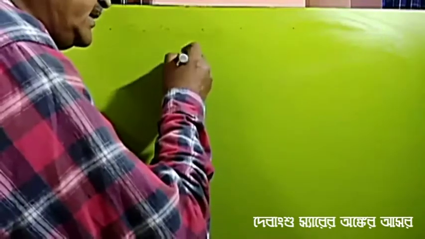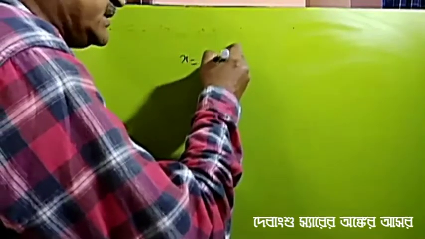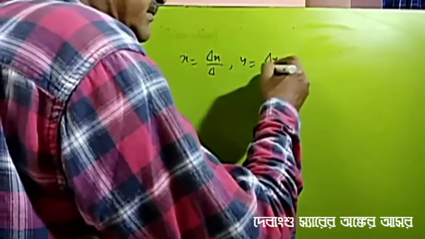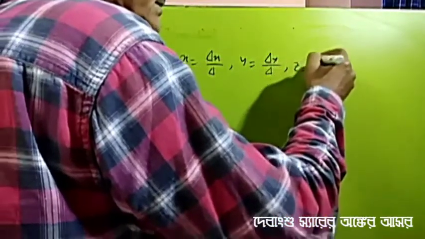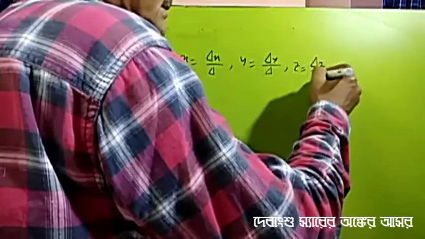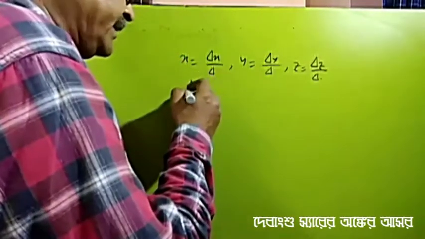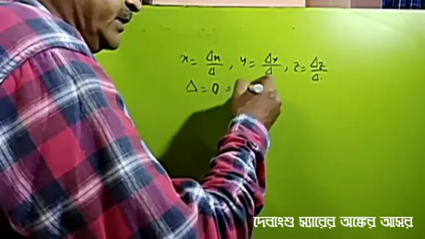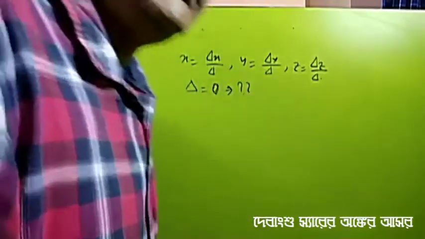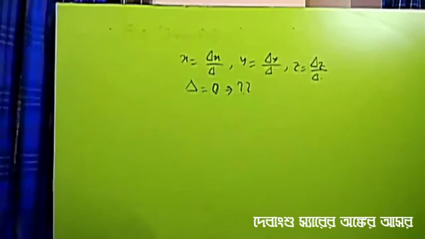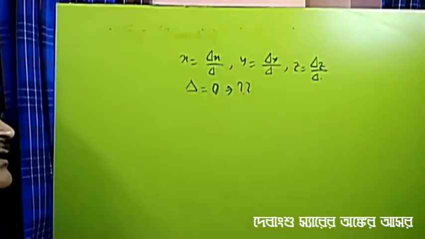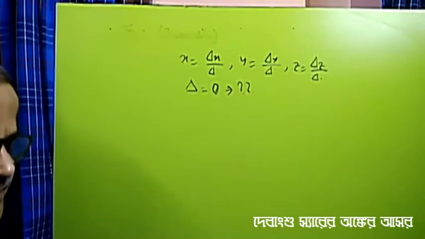Now see, x is equal to delta x by delta. Y is equal to delta y by delta, and z is equal to delta z by delta. Then what will happen when delta is equal to 0? If delta is equal to 0, the conclusion depends on delta x, delta y, and delta z.